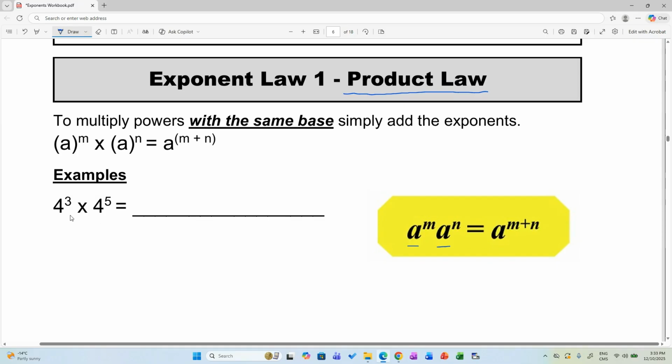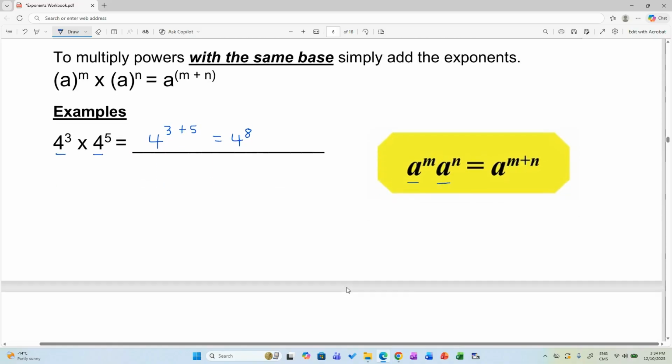So here's my example, 4 cubed times 4 to the power of 5. Because the bases are both 4, they're both the same, I can simply write this as 4 to the power of 3 plus 5. And hence 3 plus 5 is 8, so my answer is 4 to the power of 8. So that means that 4 cubed times 4 to the power of 5 is going to be 4 to the power of 8. Okay, excellent.